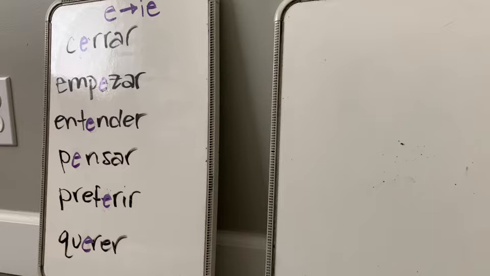Sometimes there's more than one letter E in a word, like empezar, entender, preferir. They already have another E in the stem as well. So which one do you change? It's always going to be in the second to last syllable. So if you look at the word preferir, fe is the second to last syllable. So that's how we know that we change this E and not that one.